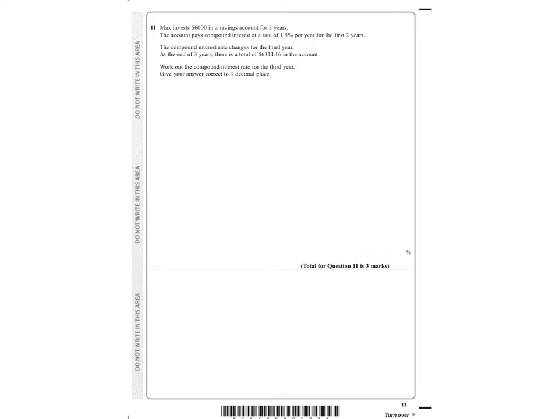So straight away, without reading the rest of the question, I know that's a compound interest question. I know 6,000 times, if it's 1.5% compound, so if we're adding that to 100, I want 101.5% after each year is what's going to happen. So I'm going to convert that to a decimal, 1.015 to the power of 2. This is going to give me 6,181.35. It says the compound interest rate changes for the third year.